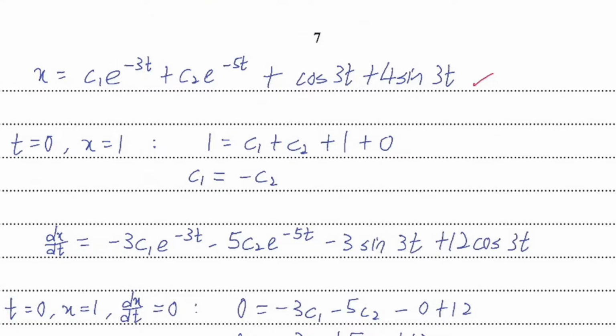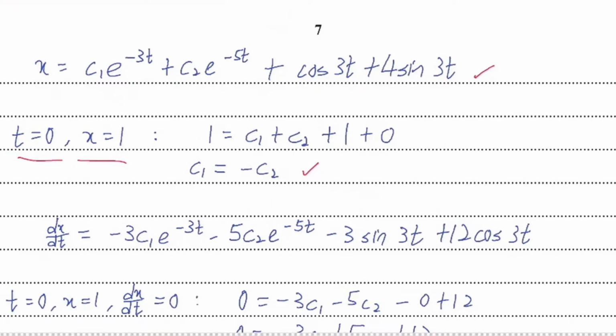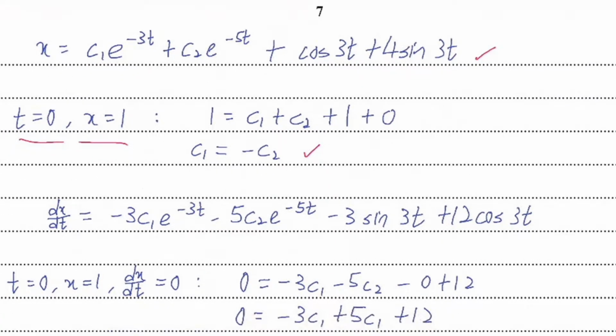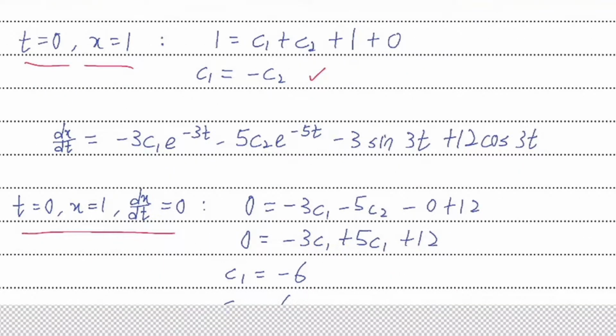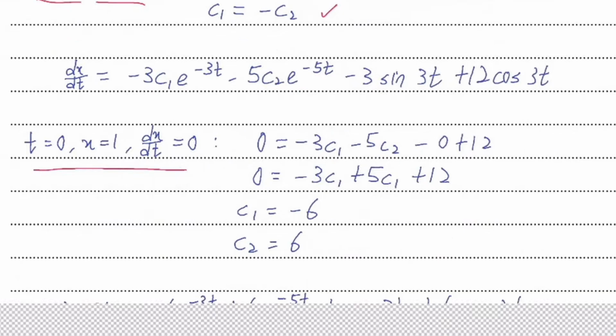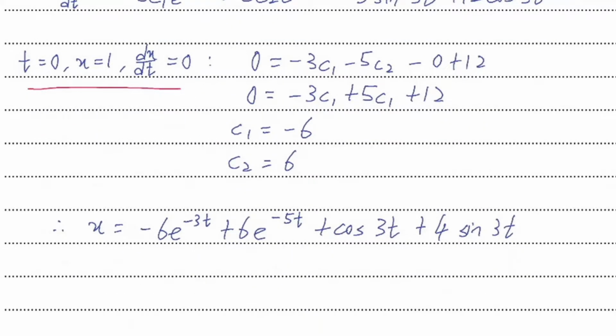Now they gave us some values. t equals 0, x equals 1. Sub in, get one equation from there. Another thing is we need to differentiate the x here until we get the dx/dt. By using these values, t is 0, x is 1, dx/dt is 0, we sub in and we can solve the c1 and the c2 here. With that, we are able to get the general solution for this. Sorry, the particular solution for the equation there. So this is the whole step.